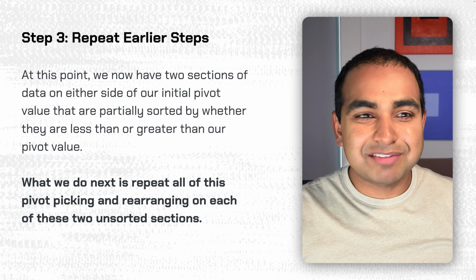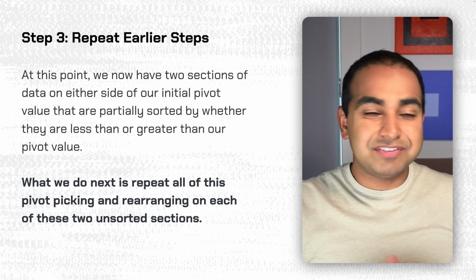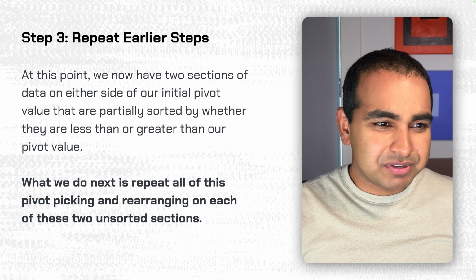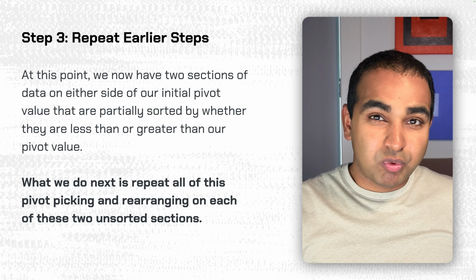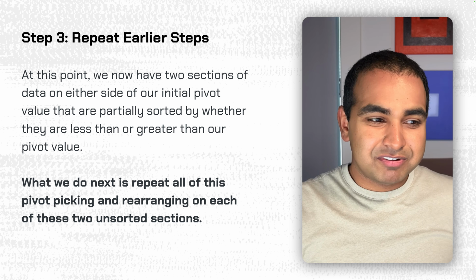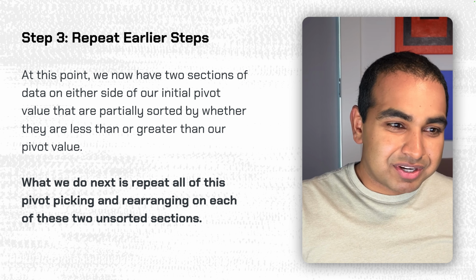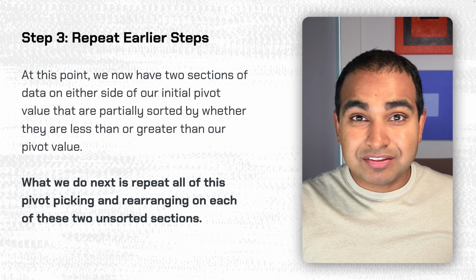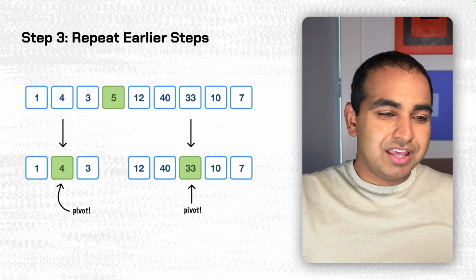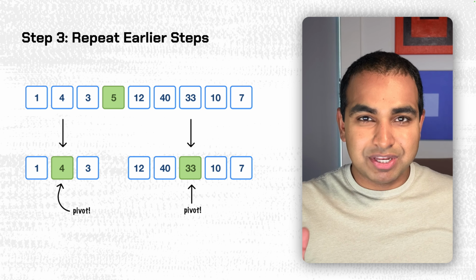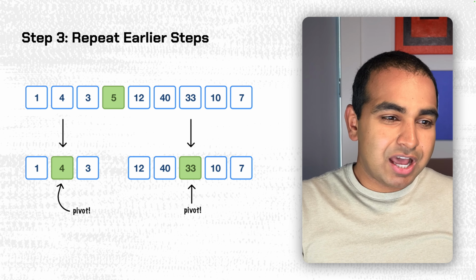Which then takes us to the next part, which is we have 2 sections of data on either side of our initial pivot that are partially sorted. What we do next is repeat all this pivot picking, step 3, and rearranging on each of these 2 unsorted sections. And the process is no different than we started off with. Earlier we had 9 values that we then had to find the midpoint for. Now we have 2 problems.